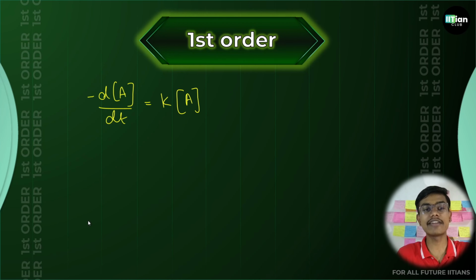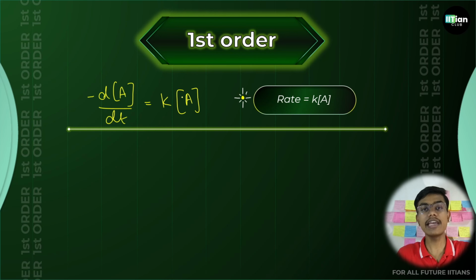Now we'll be starting the first order reaction. Here rate of decrease of A, that is minus dA by dt, will be equal to k into concentration of A. n is equal to 1 over here, note that. And in this case, we will be seeing that rate is directly proportional to the concentration of A. Rate is equal to k into concentration of A.